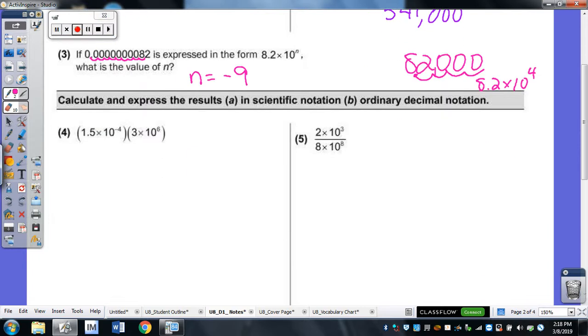So let's do some operations with these. Now these operations are actually pretty simple. We're going to multiply the numbers out in front just like we would any coefficient. So what's 1.5 times 3? 4.5. And then as we just said on the front, we're multiplying tens. So what do we do with those exponents? Add them. So what's negative 4 plus 6? 2. There you go, done.